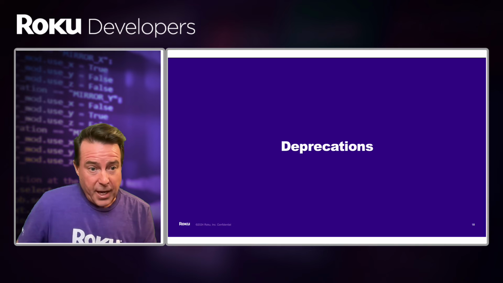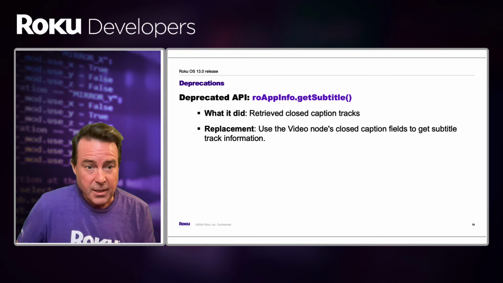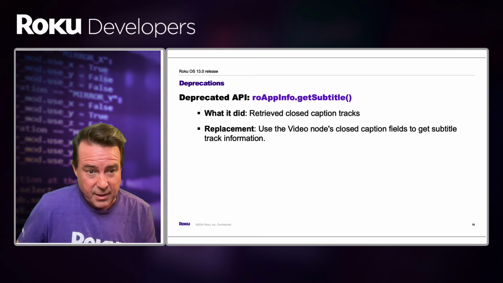There is one deprecation in 13.0, and that's the roAppInfo.GetSubtitles. And really, we want you to replace it with the video node's closed caption fields to get the subtitle track information.